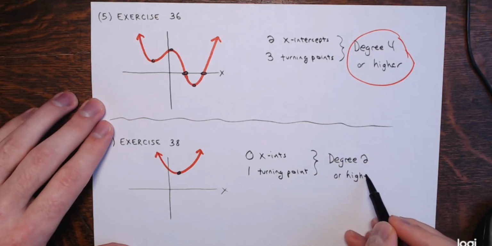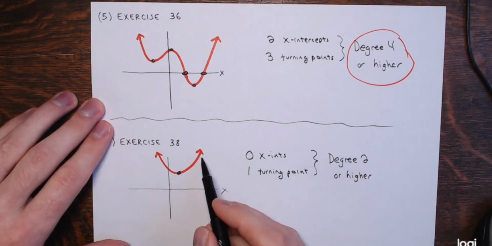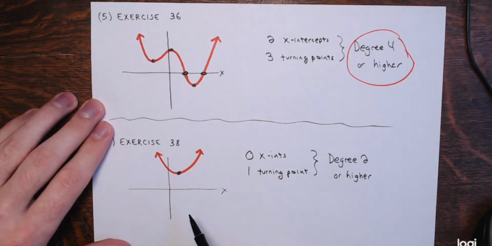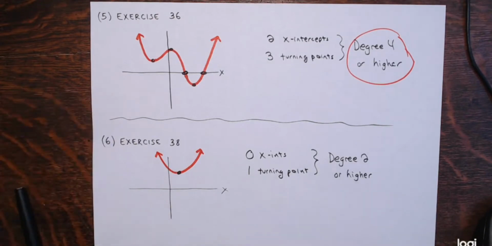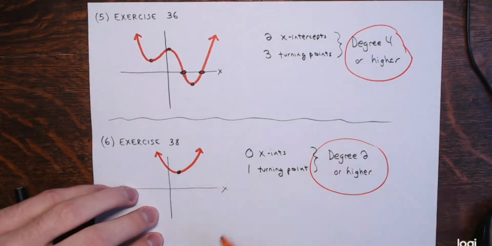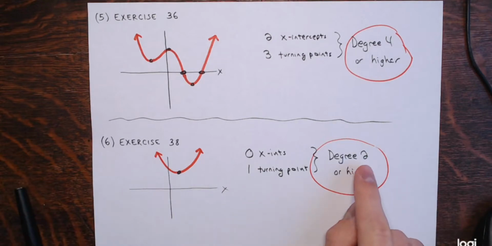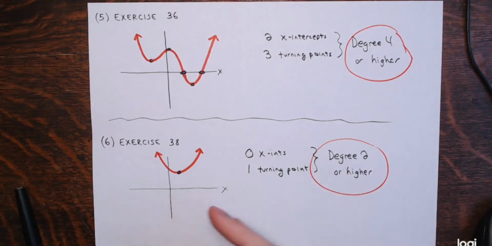And it would be an even degree, because the ends are going in the same direction. So it's degree 2 or 4 or 6 or 8, but the minimal degree that they're asking for is 2. And a degree 2 can have up to 2 x-intercepts. This has 0 x-intercepts, which is 2 or less. That's fine.